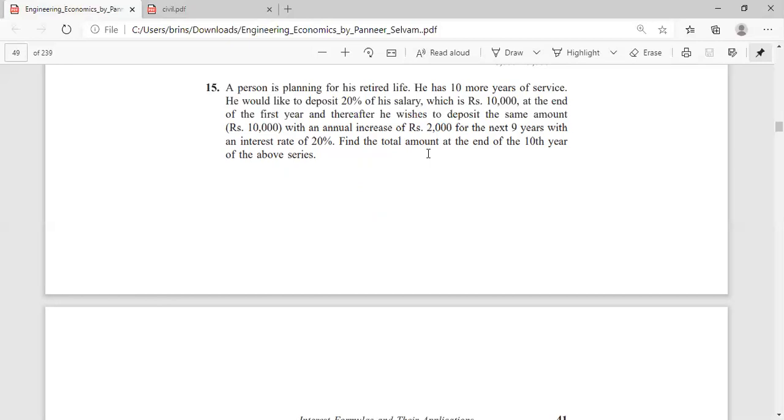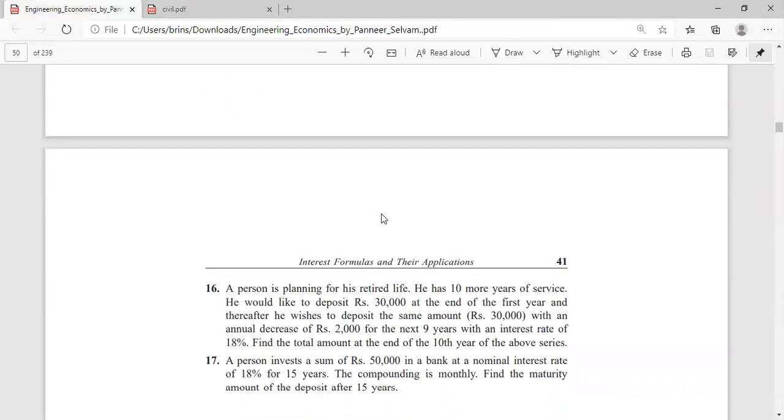Here they have given that the person is going to retire and has 10 more years of service, and he would like to deposit 20% of his salary, which is rupees 10,000. The first year he deposits 10,000, and thereafter he deposits with an increment of 2,000 each year. So the first deposit is 10,000, and the second deposit is 10,000 plus 2,000, then 10,000 plus 4,000, and so on till the 9 years. You can verify with the example problem which I have explained, and carry over to this problem.